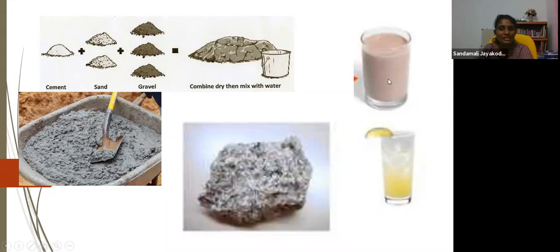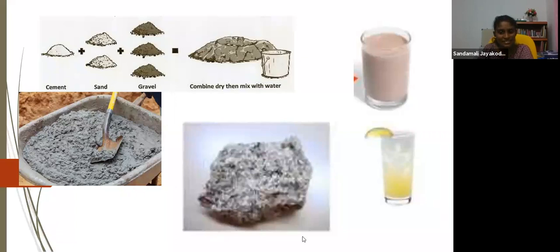Sometimes we take 1 spoon of sugar and 2 spoons of milk powder and a cup of water in that way. So that makes our tea, or that makes our milk. And then fruit juice, we are adding 2 lemons and 2 spoons of sugar and a glass of water. In that way, it makes our fruit juice.